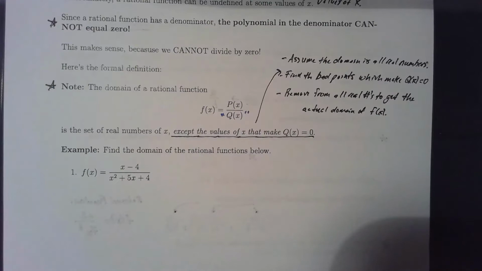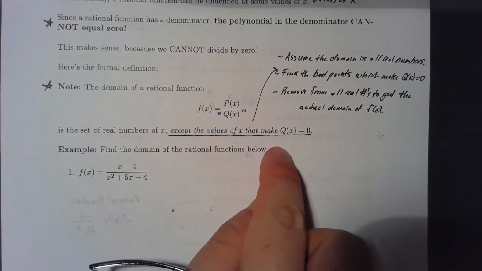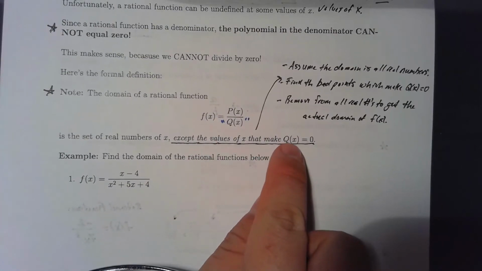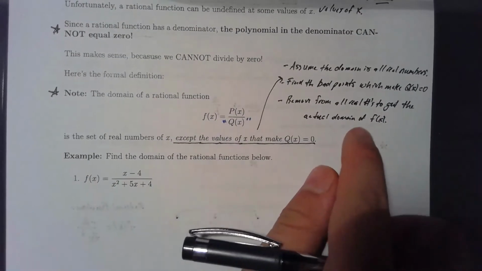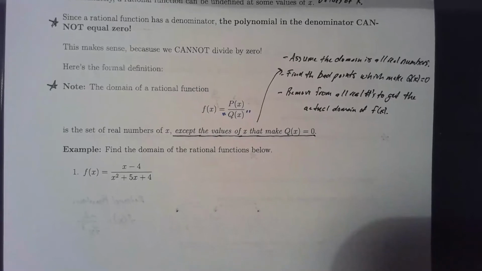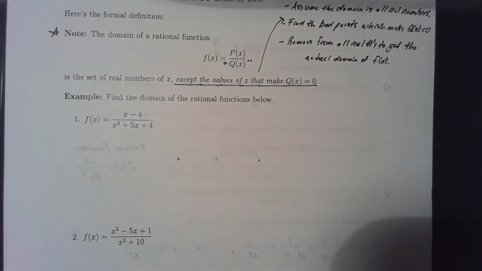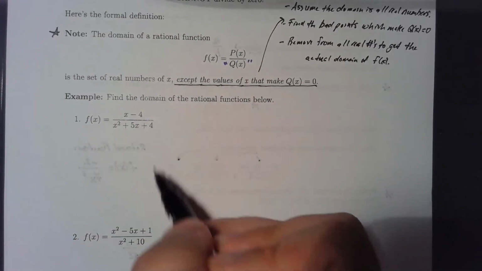So assume the domain is all real numbers. We find the bad points, which is the equation q of x equals 0. Take them away from all real numbers, and whatever's left over is the domain. So let's look at a few examples here. I want to find the domain of the rational functions below.